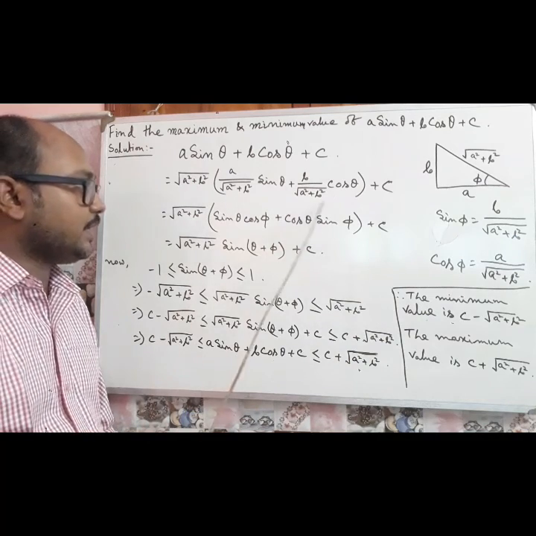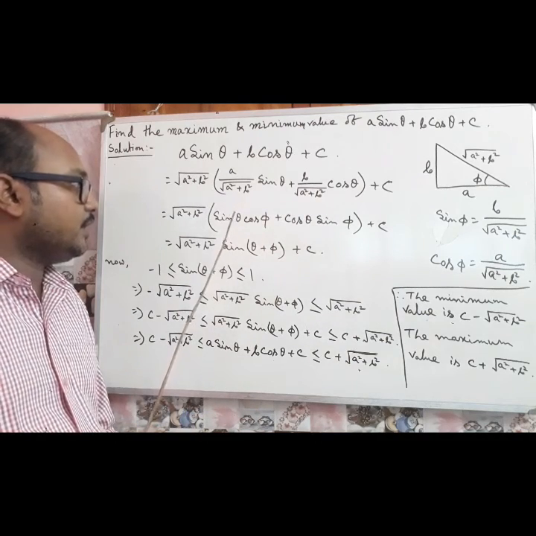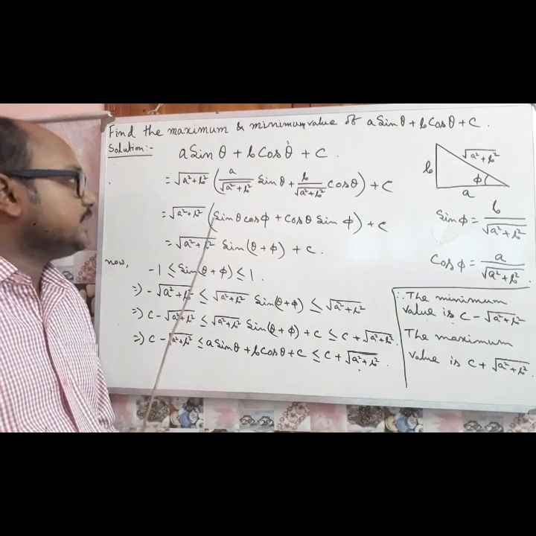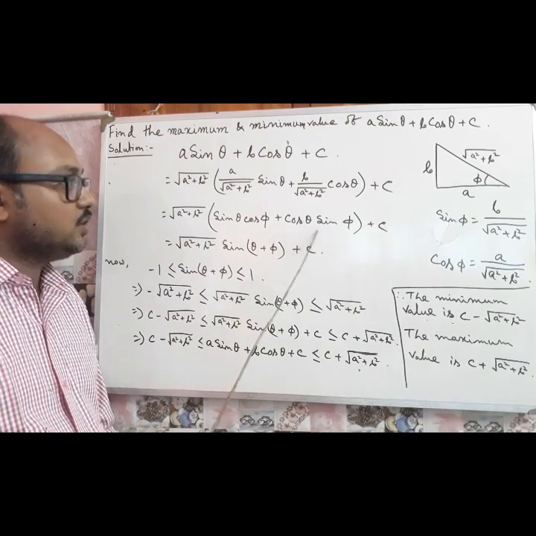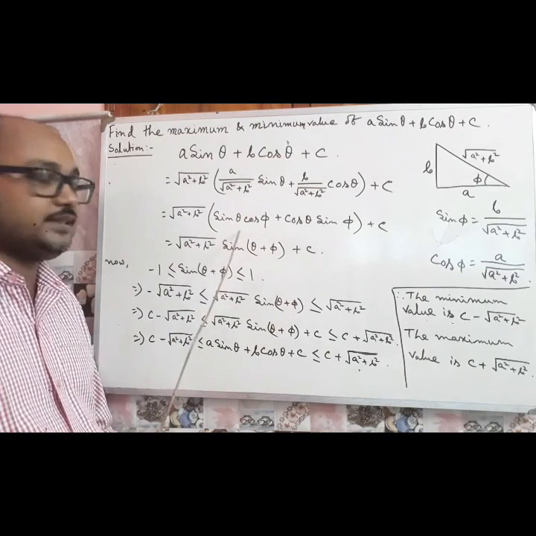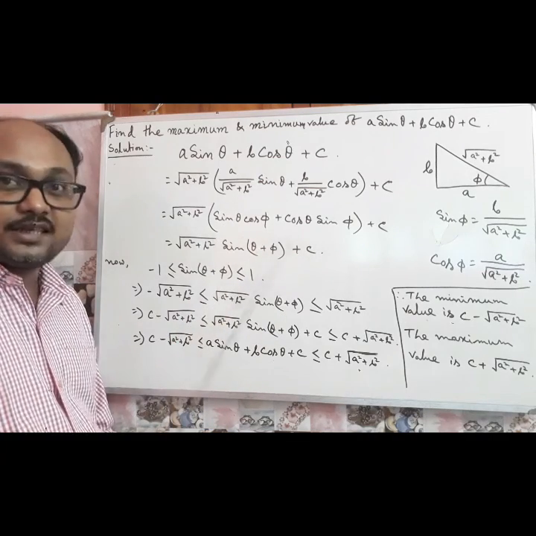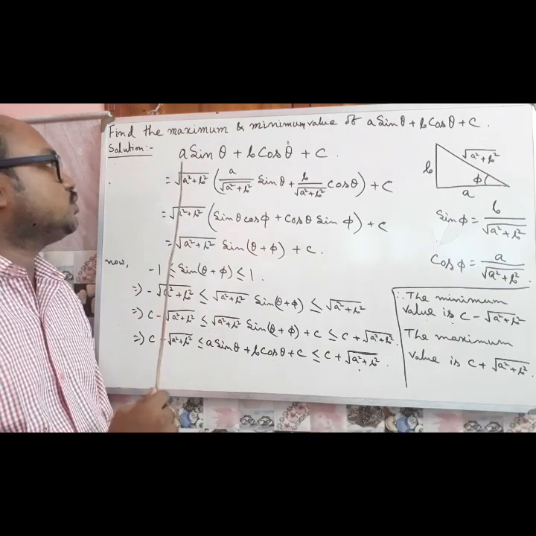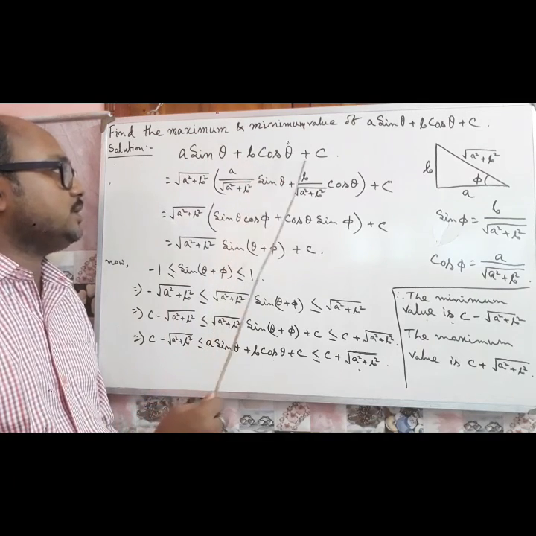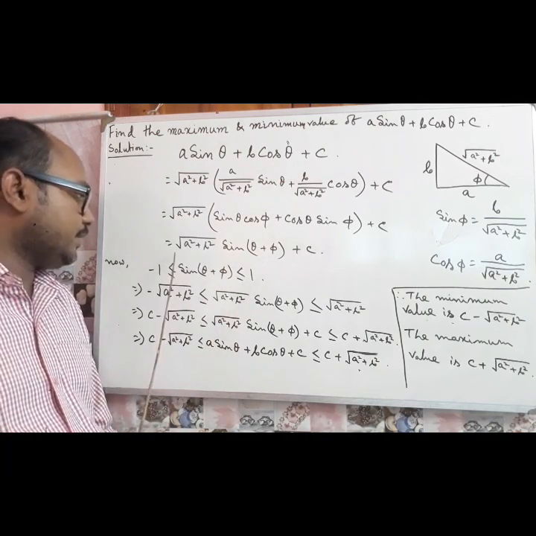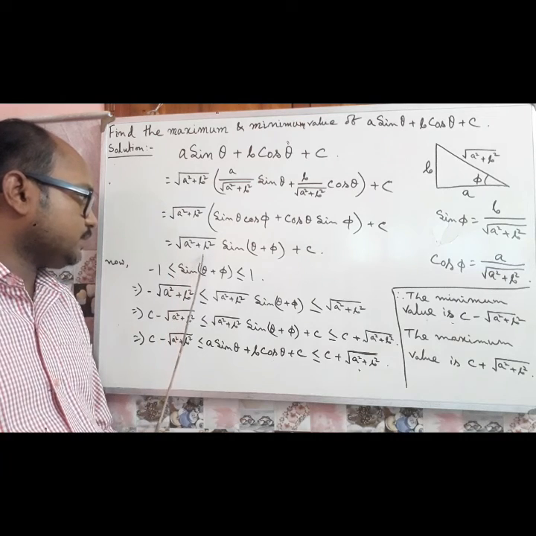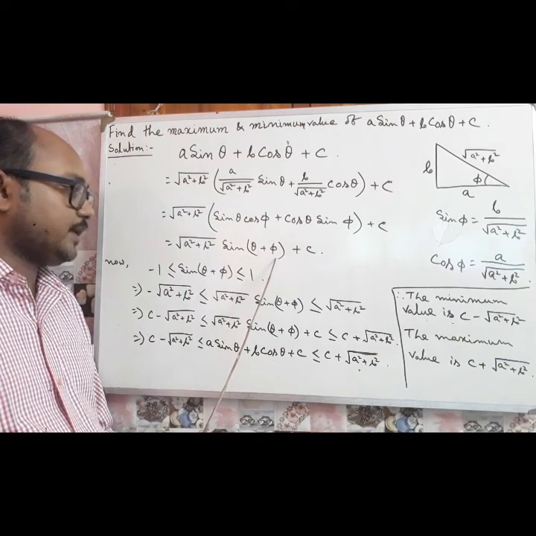So this expression can be written as sin theta cos phi plus cos theta sin phi. That is equal to sin(theta plus phi). So this total expression a sin theta plus b cos theta plus c is converted into the form root over a square plus b square into sin(theta plus phi) plus c.